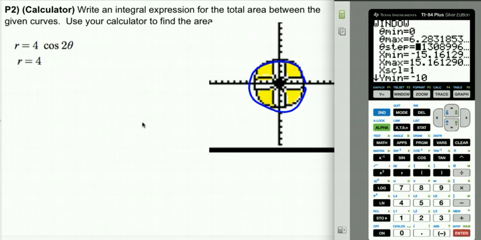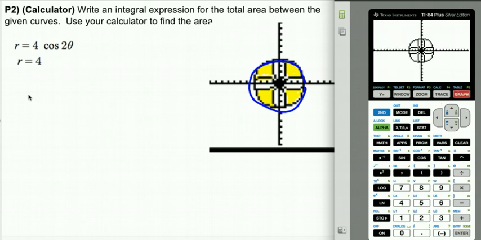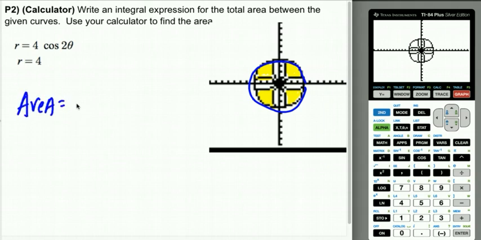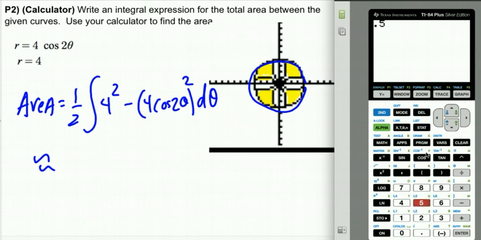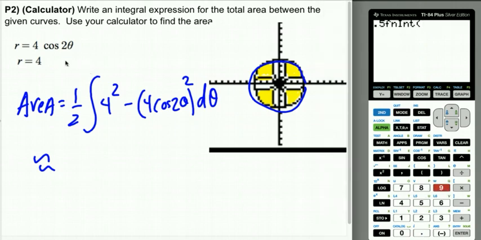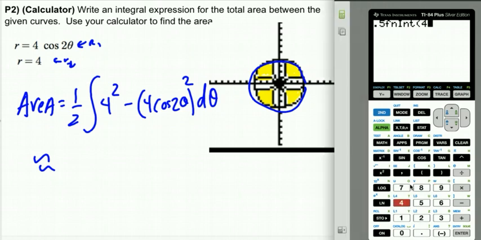So the easiest way to do this is to say that the area is 1/2 the integral of the outside curve, which is the circle, so 4 squared, minus the inside curve, which is 4 cosine of 2 theta quantity squared, d theta. You have to do that work, and then your calculator does the rest. If I quit out of this, 0.5, I do math 9. I called this my R2 and this my R1. Honestly, you don't have to use R2 for 4; you might just want to use 4. So you could just do 4 squared minus, and then when you go to vars over to yvars, you want polar, and you want R1 squared, comma, with respect to theta from 0 to 2 pi.